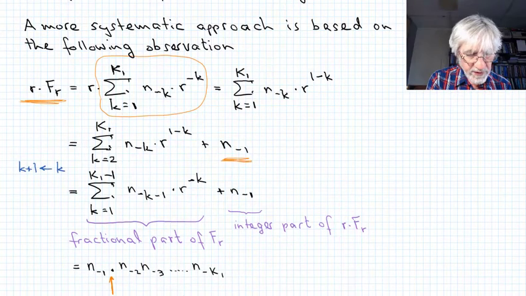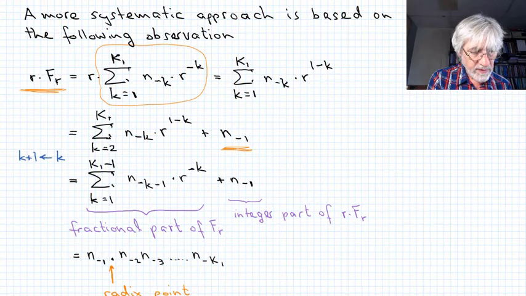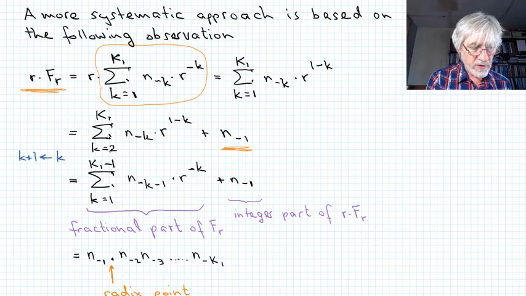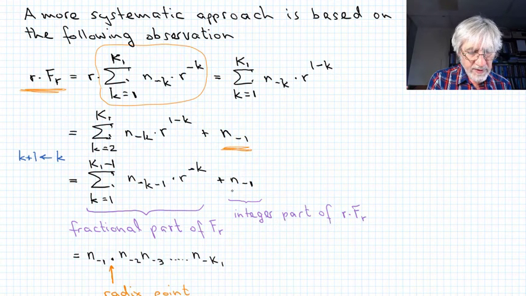Then we do a change of variable and let little k become little k plus 1. And so effectively we are shifting down that summation that goes from k equal to 2 up to capital K sub 1 to going from k equal to 1 up to capital K sub 1 minus 1, of n sub minus k minus 1 times r to the minus k, plus n sub minus 1. And so now what we observe here is that the n sub minus 1 over here is going to be an integer.